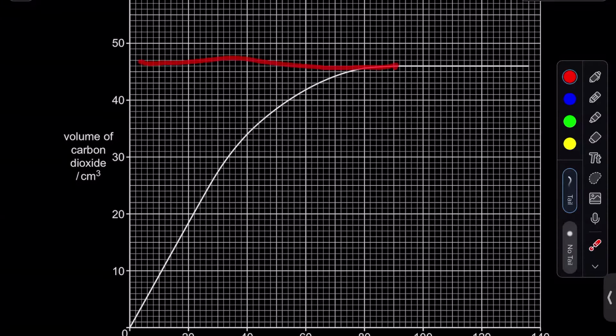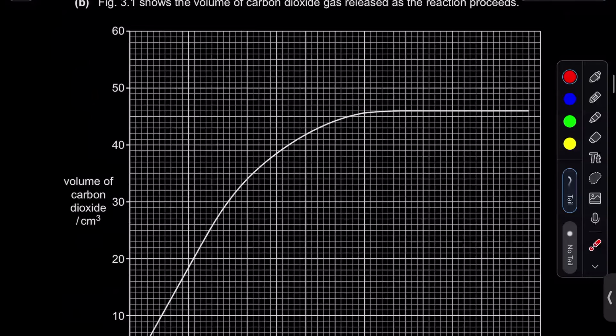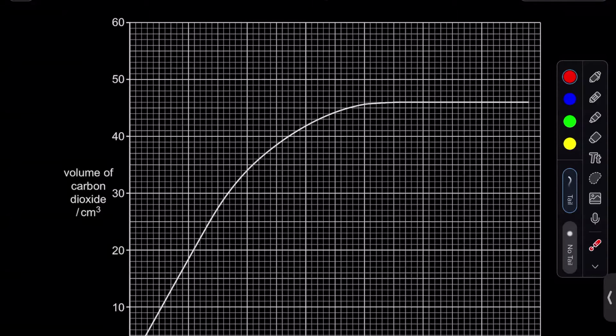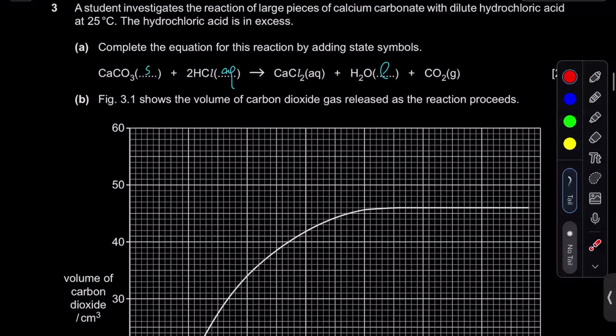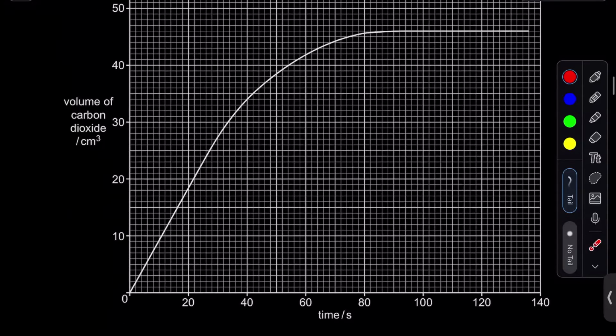So over here, this is the volume of carbon dioxide that's produced. That depends on moles. Moles of what? Moles of acid. Moles of the limiting reactant. So here we have calcium carbonate and HCl. But the acid is in excess, which means the limiting reactant is calcium carbonate. So it's the moles of calcium carbonate that determine how much volume is produced. But the rate of reaction depends on the temperature, the concentration, the size of the pieces, because that affects the surface area. And all of those factors tell us whether it goes faster or slower.